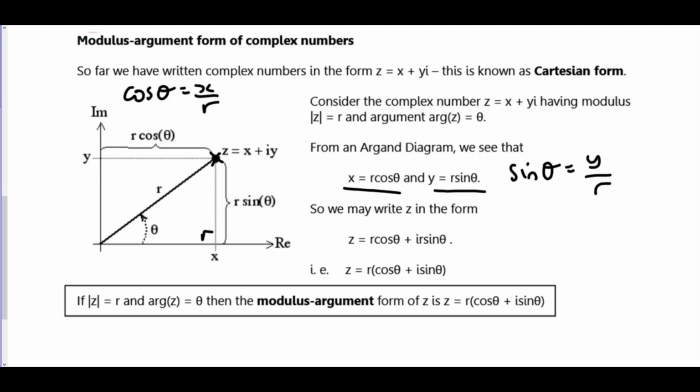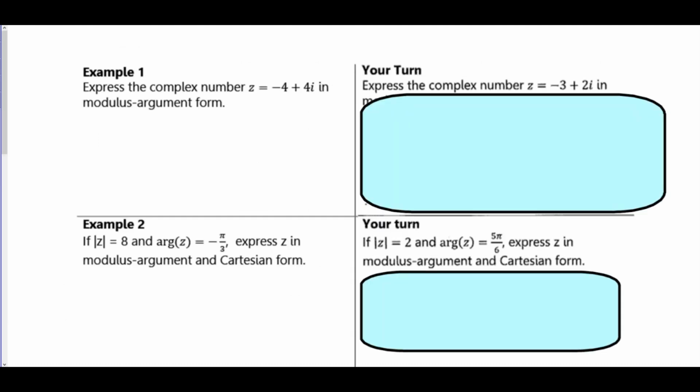So you can swap this into Cartesian form and say that z equals r cos theta plus i r sine theta, or we usually factorize out the r. And this is what we call modulus argument form of a complex number: r, and then brackets cos theta plus i sine theta. So expressing complex numbers in modulus argument form is a useful thing to do.